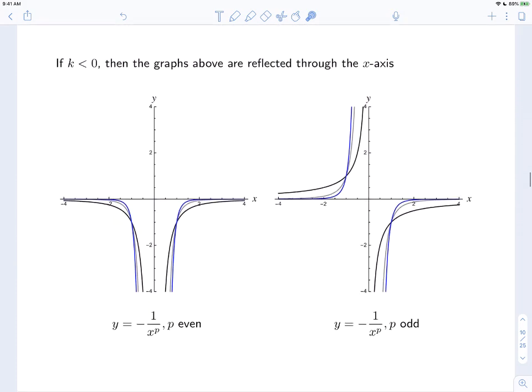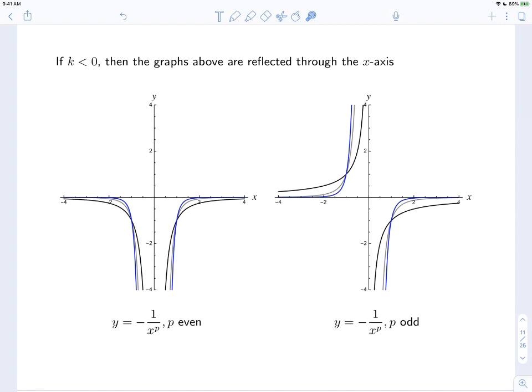If k is negative, then the graphs are just reflected through the x-axis. So when p is even, you have graphs that look like this, and when p is odd, you have graphs that look like this. Everything's just reflected through the x-axis.